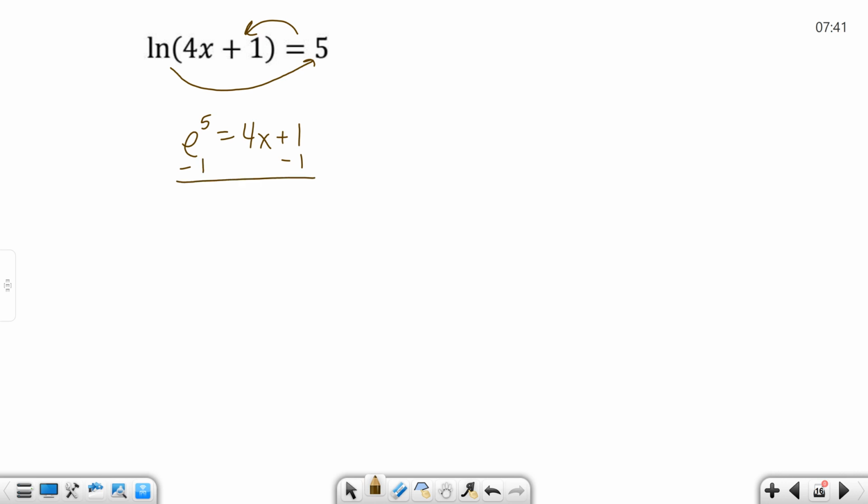Well, subtract 1. So e to the 5, and then the whole thing minus 1 equals 4x. And then we divide by 4. And e to the 5th minus 1 over 4 equals x. Now, I wanted you to give decimal approximations for something like this, too, if you have e to a power. So e to the 5th minus 1 over 4 is a great answer. I would love that answer.